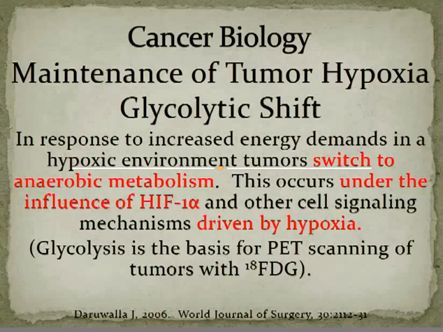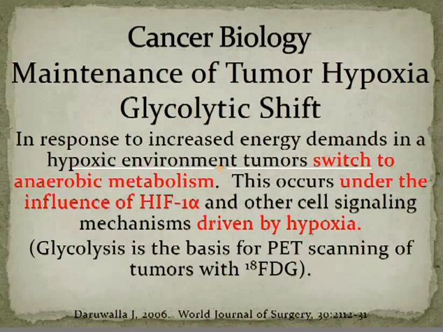Well, so here we are in cancer. How do cancer cells avoid apoptosis? They upregulate telomerase, lengthen the telomere segments so the cells can just keep dividing. And then, of course, the glycolytic shift. Increased energy demands, hypoxic environments. You've got a switch to anaerobic metabolism. Occurs under the influence of, we've seen this, HIF-1 alpha, and other cell signaling mechanisms that are driven by hypoxia.